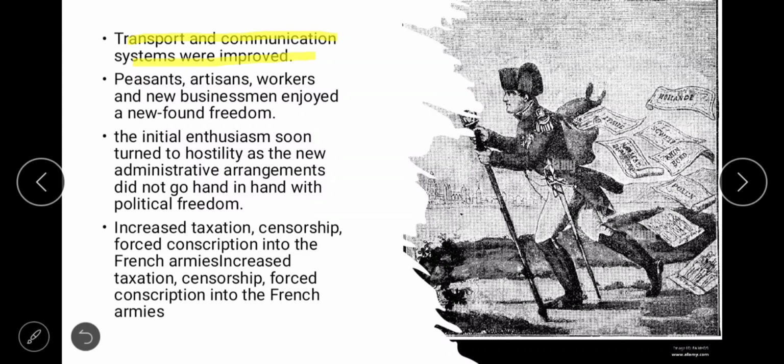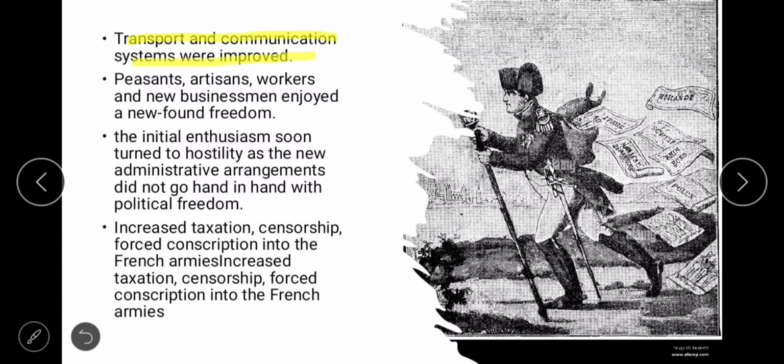However, in conquered areas, the reaction of the local population was mixed. Though there were advantages to the Civil Code of 1804, the reaction of the local population was mixed. Why? Because there was increased taxation. There was highly restricted political freedom. There was censorship, forced conscription, and all these actually seemed to outweigh the advantage of the administrative changes.